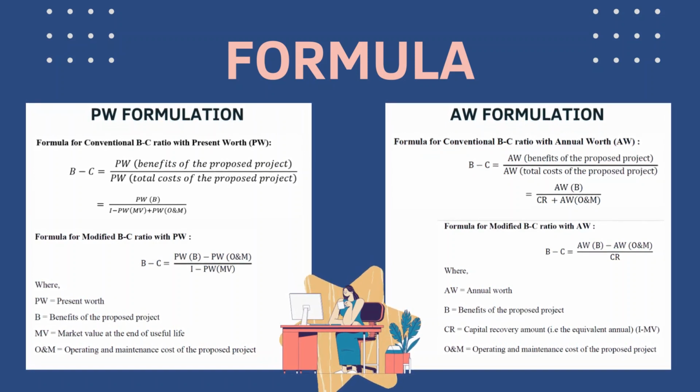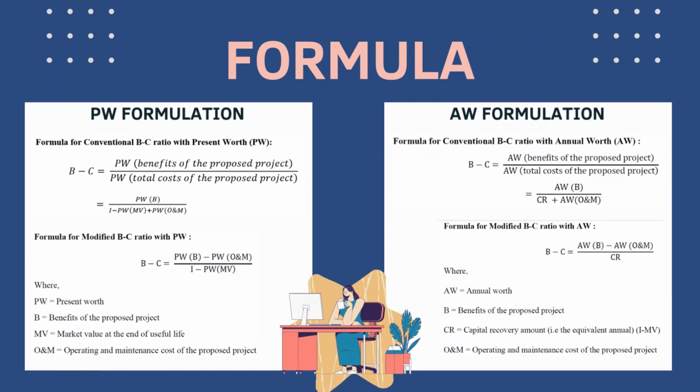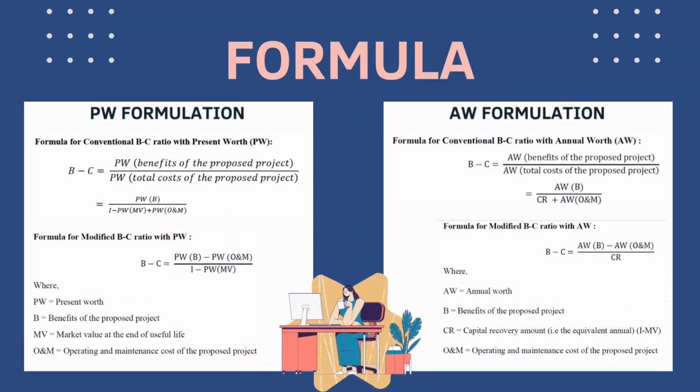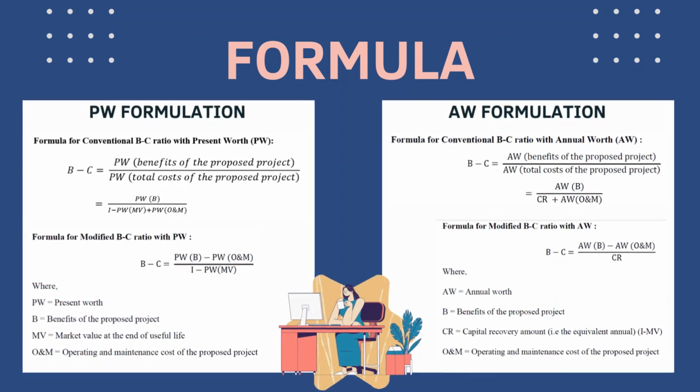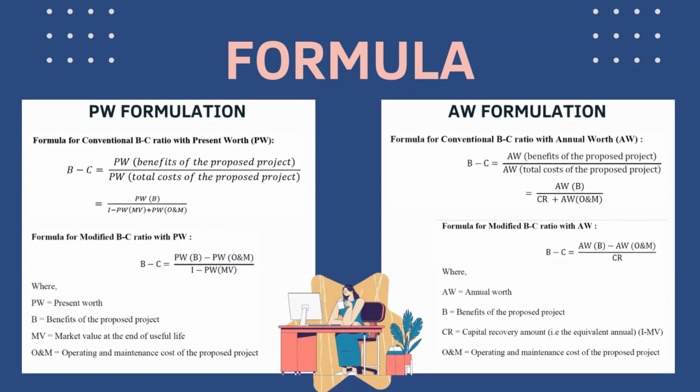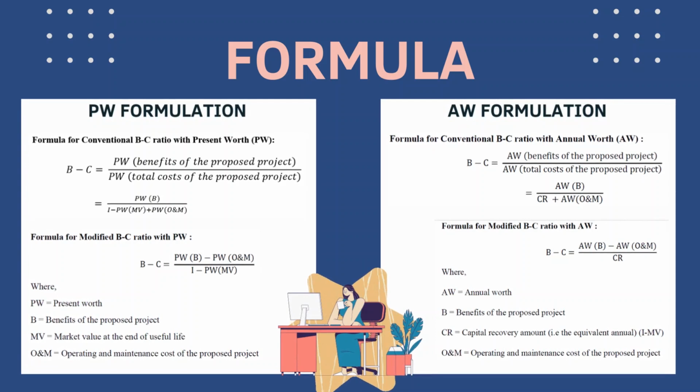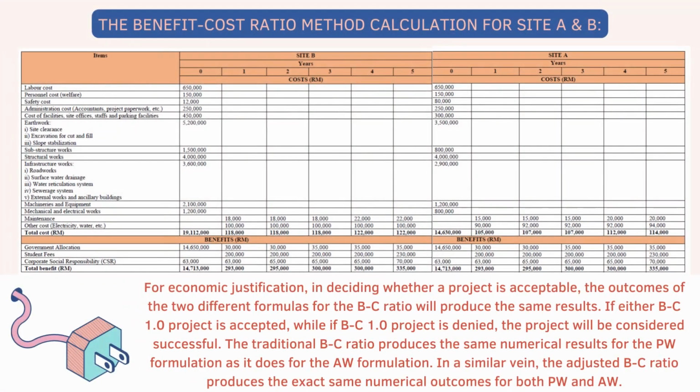Hence, this is the formula used to calculate 4 types of BC ratio, which are conventional BC ratio with PW, modified BC ratio with PW, conventional BC ratio with A, and modified BC ratio with A. By comparing the benefit-cost ratio method calculation for Site A and B, the economic evaluation of the project and company performance is justified to determine whether the project will proceed or not.